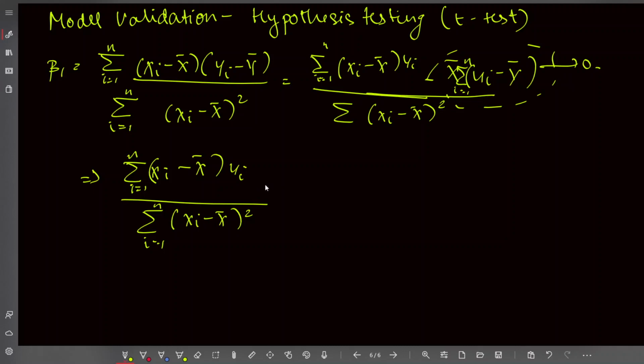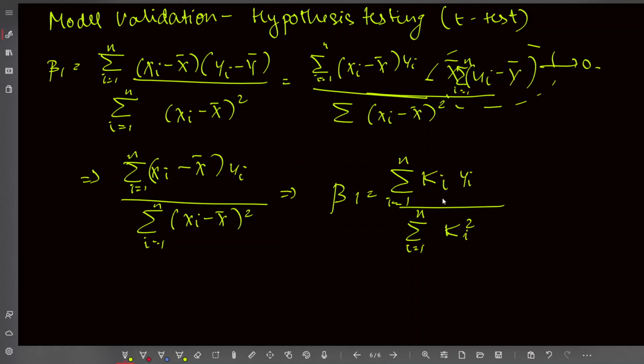So I can write this equation as beta 1 equals sigma i equals 1 to n ki yi whole upon sigma i equals 1 to n ki square, right? Now, why am I allowed to write it? Because ki is a constant, since xi is assumed to be non-stochastic, so this becomes a constant. So I'm going to write ki over here.